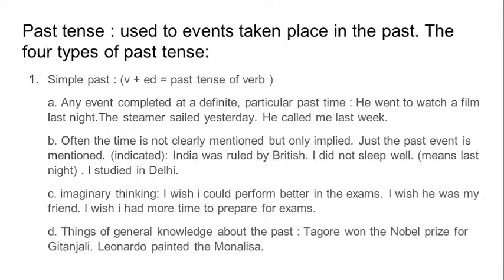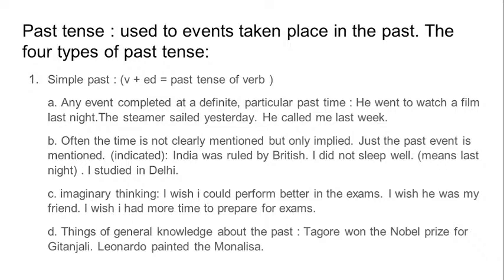We went to watch a film last night. So in last night, you see, this last night is the exact timing given to you, right? This is a definite past time about yesterday's night. Okay, the steamer sailed yesterday. As you can see, yesterday, given particularly which time it was, right? Like this, he called me last week. Again, the definite past time is mentioned here.